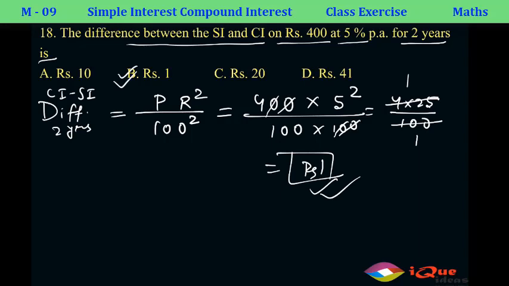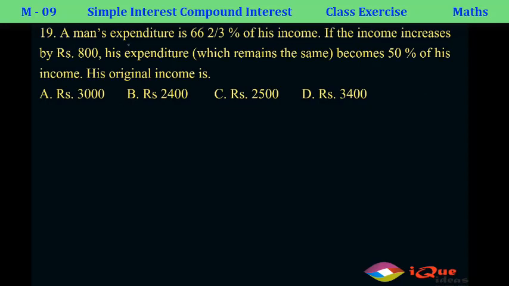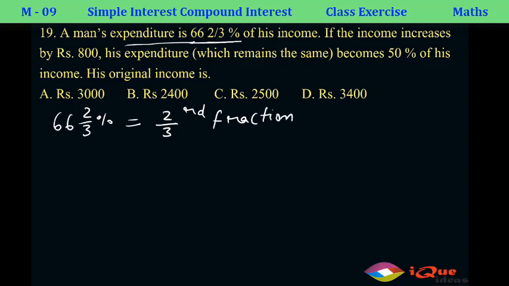Alright, so a simple question, direct question. Let's go to the next one. Now this question says a man's expenditure is 66 2 by 3%. So first of all, 66 2 by 3%, in terms of fraction it is 2 by 3. So this question says a man's expenditure is 2/3 of his income. If his income increases by 800, his expenditure, which remains the same, becomes 50% of his income.